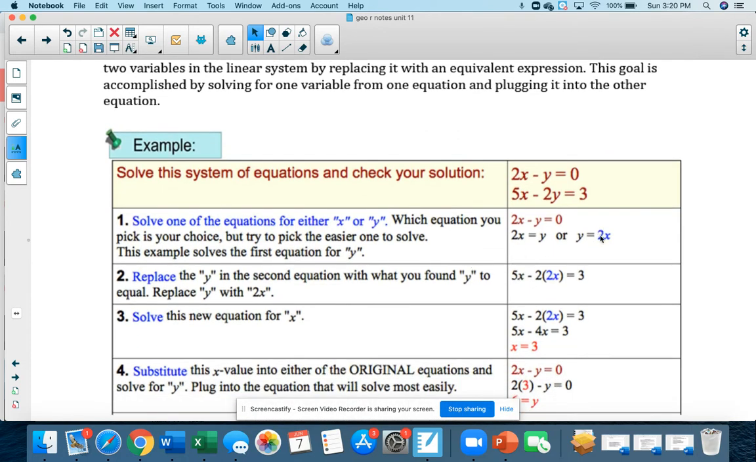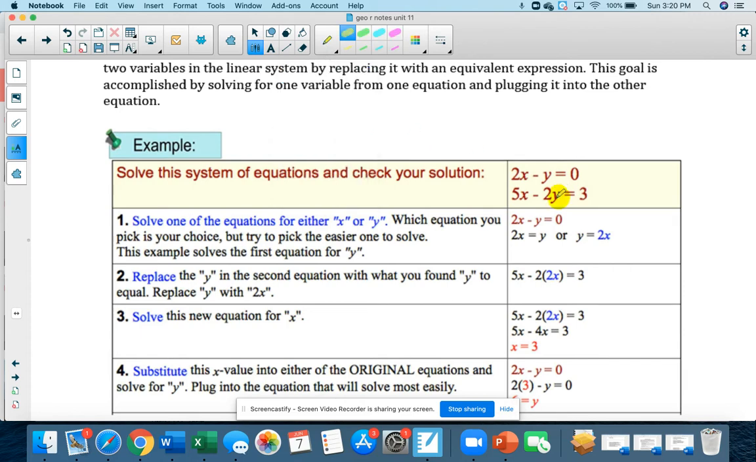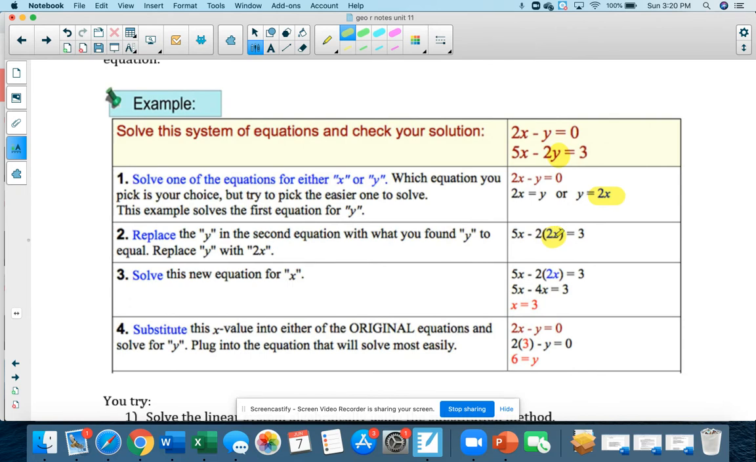So now that I know that y equals 2x, I'm going to replace the y in the second equation with what you found y to equal. Let me just grab my highlighter right here. I'm going to take this y in the second equation, and now that I know y equals 2x, I'm going to substitute 2x in for the y. I took the first equation and solved for y, and now I'm going to take that second equation, 5x minus 2y equals 3, but instead of the y, I'm substituting in 2x because that's equivalent to what y is equal to.